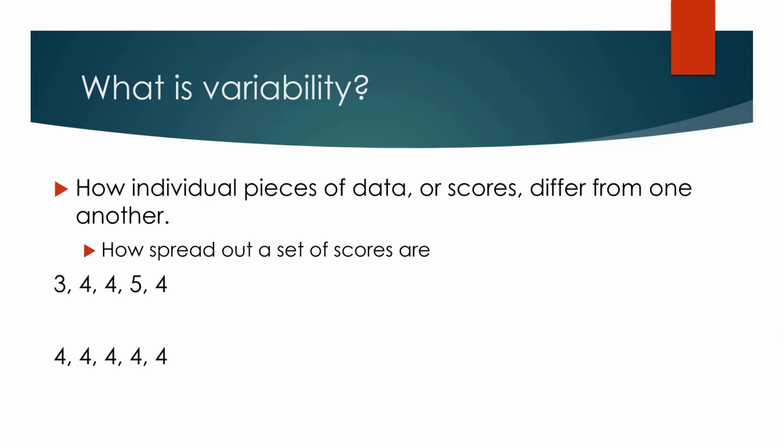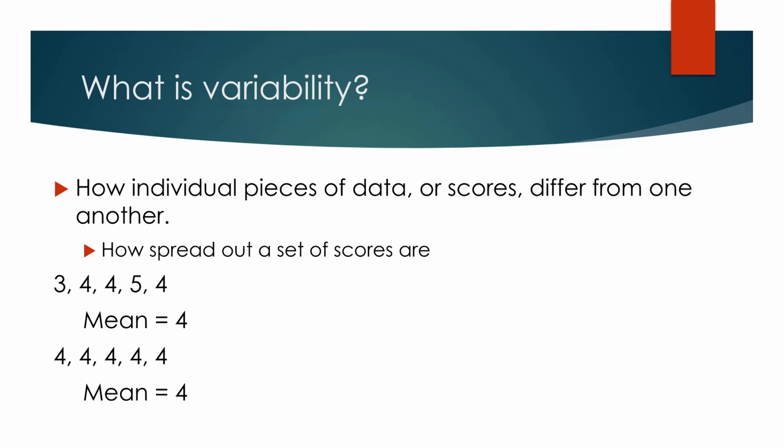So take these two lists of numbers, for example, right? The first one is 3, 4, 4, 5, 4. You can see that there's some differences between them. Now, the second one is just all fours. There doesn't seem to be any differences between them. Now, if I calculate the mean for both of these sets of numbers, they're both 4. So measures of central tendency can tell us where the middle is, but it can't tell us how different the pieces of data are from each other.